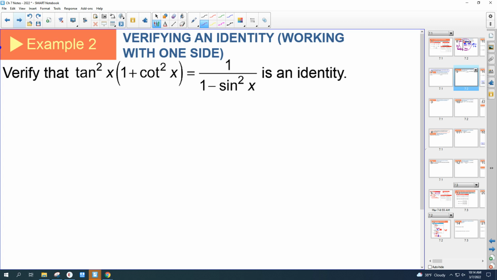Let's look at number 2. Okay, same thing. We're verifying. Prove that the left side equals the right side. To me, I feel like the left side looks more complicated. So I'm going to start on the left side. Now, we only have a limited number of things to try. I could change stuff into sine and cosine. Or I could look for a 1 and a square. See how I've got a 1 and a square right here? That's useful to me. Look for a 1 and a square, because a lot of the times that implies one of those Pythagorean identities.